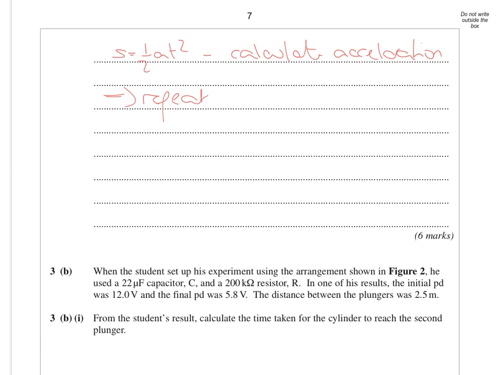Repeat, let's say repeat 3 times, calculate the average time, because that's going to allow you to reduce any random error in your results. So then you'd essentially get a value for the acceleration that was proved to be more reliable and accurate, because you've reduced the random error. So that's the way we'd go about doing this experiment.